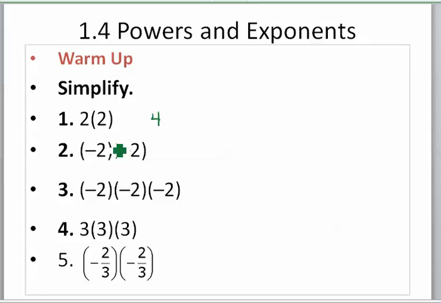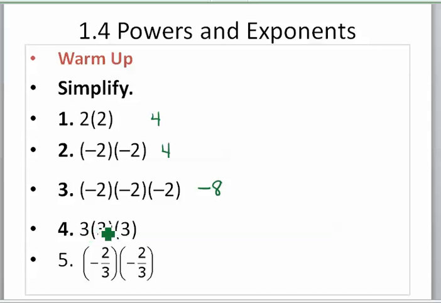The next one I have here is negative 2 times negative 2. A negative times a negative is a positive. 2 times 2 is 4. The next one I have is negative times a negative times a negative. The other day I mentioned if you have an odd number of negatives, your answer is negative. 2 times 2 is 4, times 2 is 8.